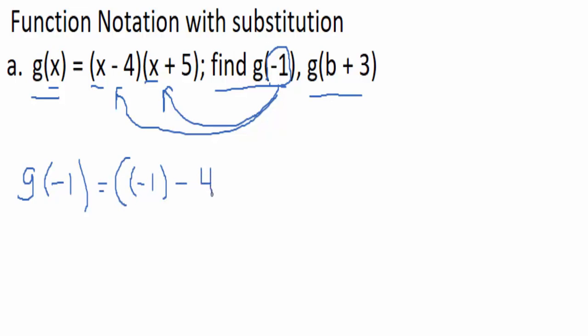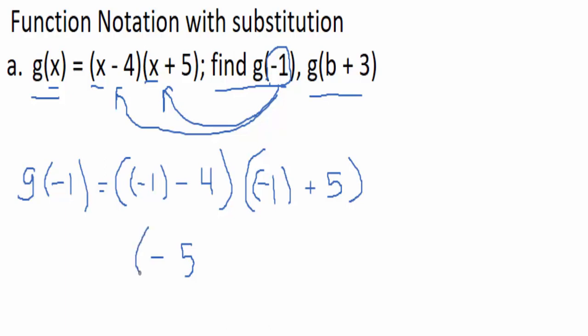Now, had I not put these parentheses here, I would really have the same problem. But because you don't always know when they're necessary and when they're not, it's good to just always put them around the term or number that you're substituting in. And now again, we're going to follow order of operations, do what's inside of these parentheses. So -1 minus 4 is -5.